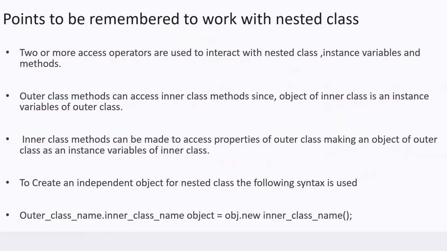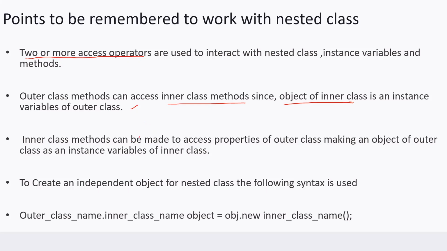Now there are some points to be remembered to work with these nested classes. As we have discussed, two or more access operators are used. Then outer class methods can access inner class methods, since the object of your inner class can be an instance variable of the outer class. Right, the object which you are creating for the inner class can be an instance variable of your outer class.